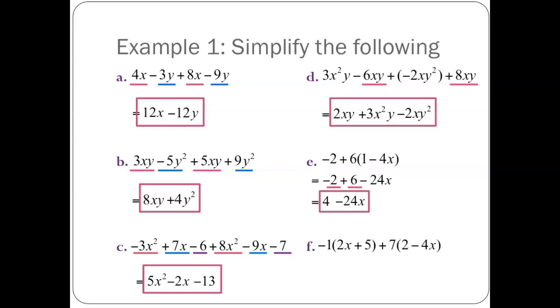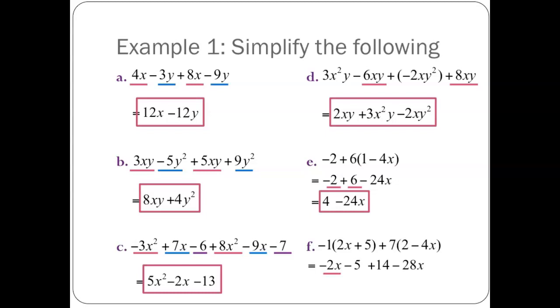Okay, our last example today looks like we want to distribute first, and it looks like we have two things to distribute, the negative 1 and then the 7. So we have negative 2x minus 5 plus 14 minus 28x. And now let's look for like terms.